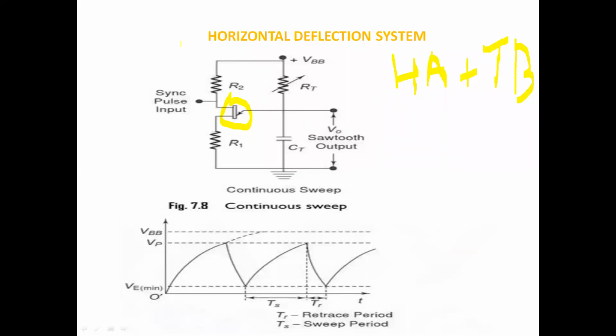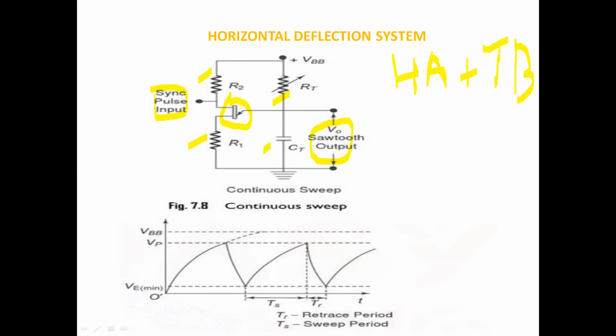Observe the circuit diagram. This is a UJT and it consists of two resistors, R1 and R2. These are current limiting resistors. This capacitor CT is the charging capacitor, and it charges through the resistance RT. Here we get the sawtooth output, which is the output of this sweep generator. You have to remember each component and each input also.